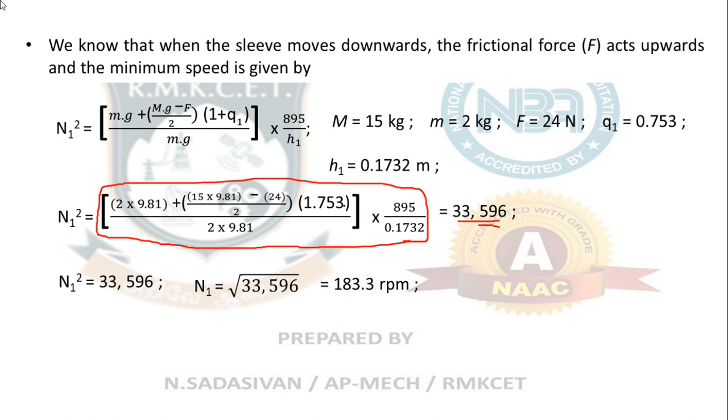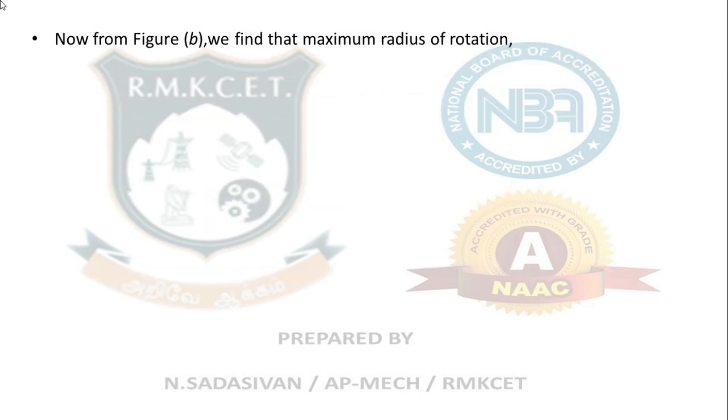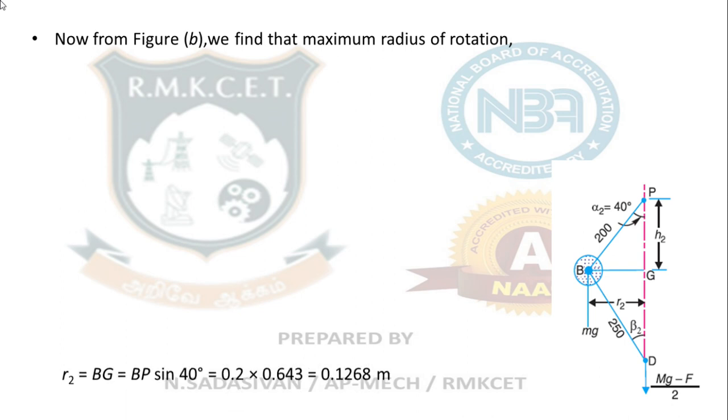Okay. Here the no friction condition is not asked in the question. You are directly doing only friction. Okay. So 183.3. Therefore N1 is 183.3. Similarly, we are going to do the second case. Second figure you take.